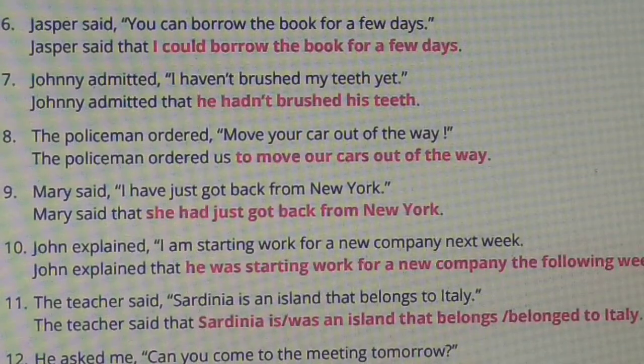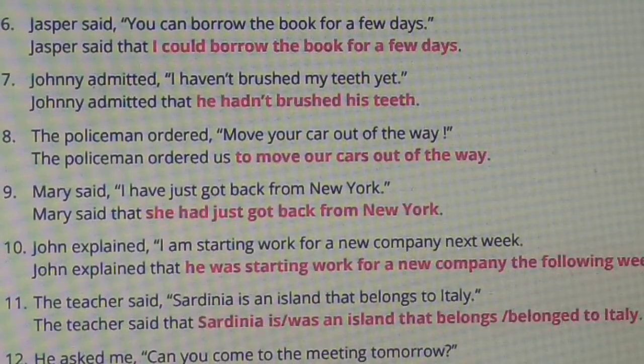The teacher said, Sardinia is an island that belongs to Italy. The teacher said that Sardinia was an island that belongs to or belonged to. Here you may keep the same tense. Belonged to Italy.